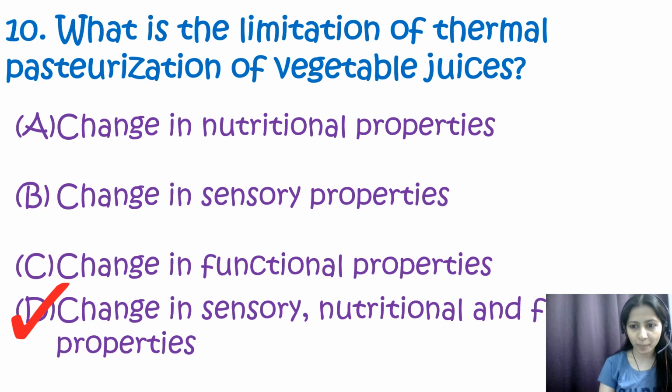While thermal pasteurization is effective in reducing the microorganism concentration, and even ensures the safety of the juice, it also causes unnecessary biochemical reactions and nutrient changes, which in return can affect the overall quality of the juices. So we can conclude that there is a change in the flavor, color and sensory qualities. So over here the correct option is change in nutritional, functional and sensory properties. So the correct option is D.